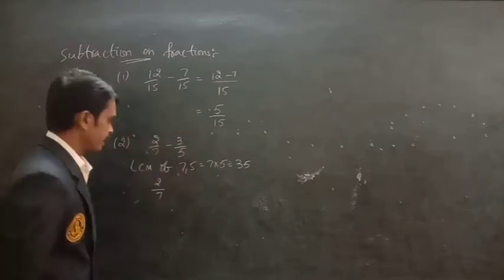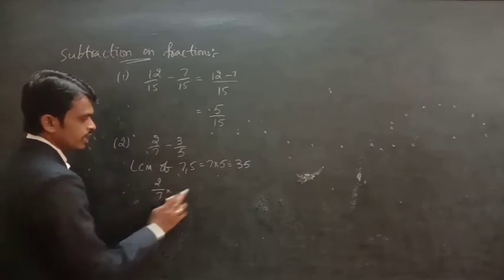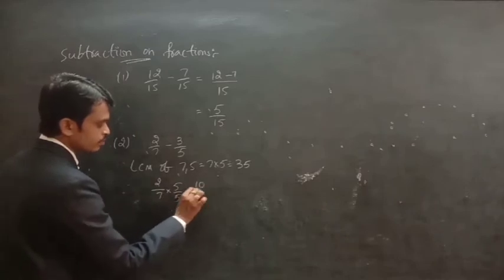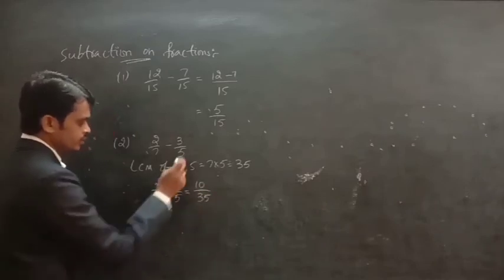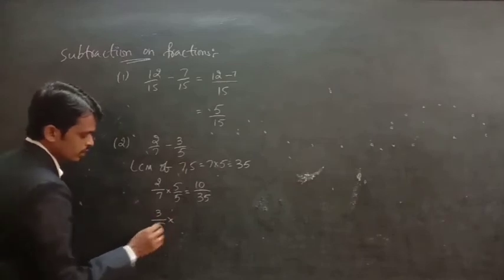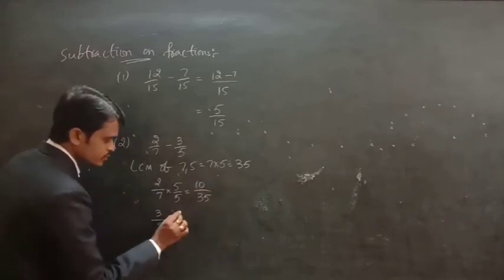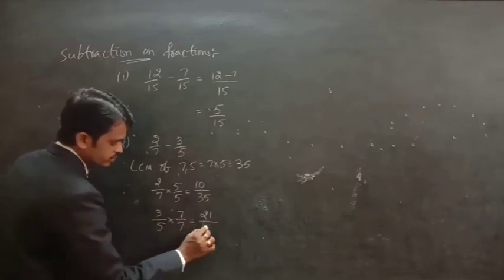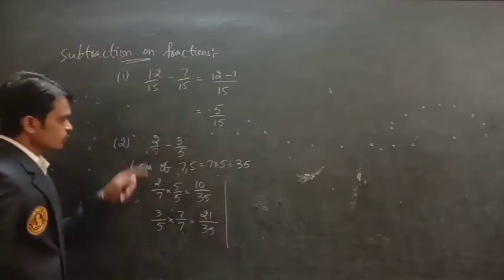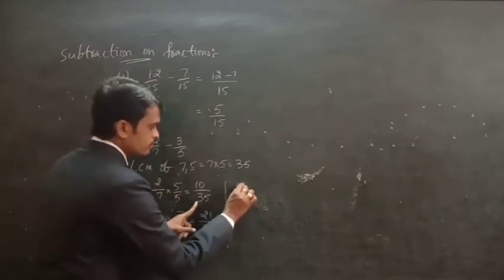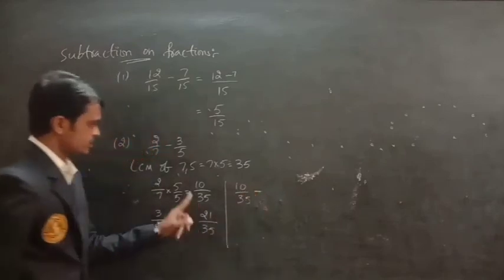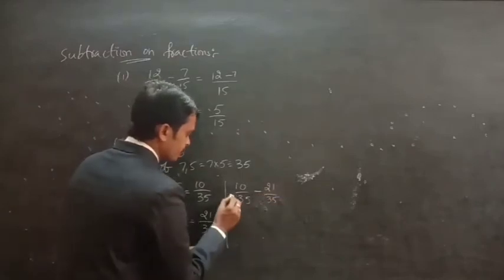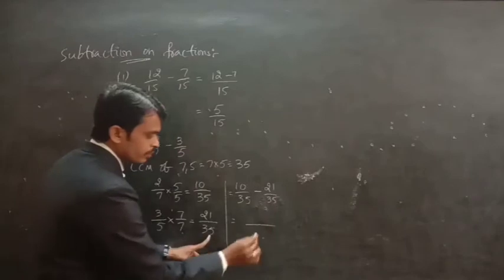Then after that we have to subtract. So 2 by 7: in the 7 table, 35 comes 5 times, so we have to multiply with 5. 2 5s are 10 by 7 5s are 35. Next the second fraction, 3 by 5. In the 5 table, 35 comes 7 times, so 7 by 7. 3 7s are 21 by 5 7s are 35. So now 2 by 7 is 10 by 35, minus 3 by 5, whose equivalent fraction is 21 by 35. Now the denominator is the same, 35.